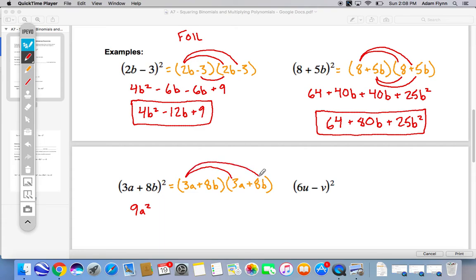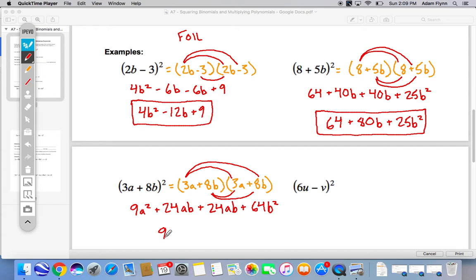My outside terms, I have 3a times 8b. So that gives me a positive 24ab. Inside terms, I have 8b times 3a. Again, that gives me a positive 24ab. And then my last two terms, 8b times 8b, of course, is 64b squared. So now I'll combine like terms and I'll be done.